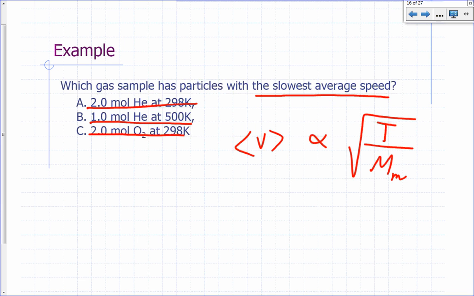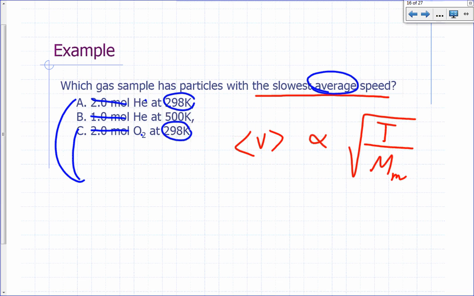So let's compare then temperatures. Okay, so notice that it doesn't matter how much you have. Again, anytime you're comparing averages, it doesn't matter how much you have. So temperature 298 Kelvin versus 298 Kelvin, helium versus O2. So let's compare A and C. Which one has a bigger molar mass?